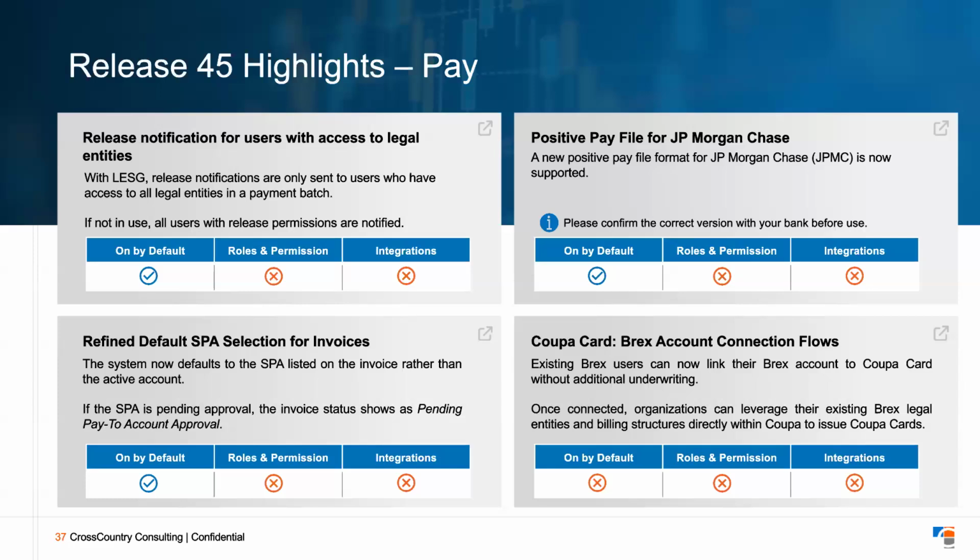Next, we have refined default SPA selection for invoices. This one's interesting. You can now define your SPA listed on the invoice rather than the active account. So this is to say that the control is listed at the invoice level rather than the account level, and that visibility and control exists on your side. If the SPA is in pending approval, then the invoice status will show pending account approval. All three of these areas are going to be on by default. This last one is not.